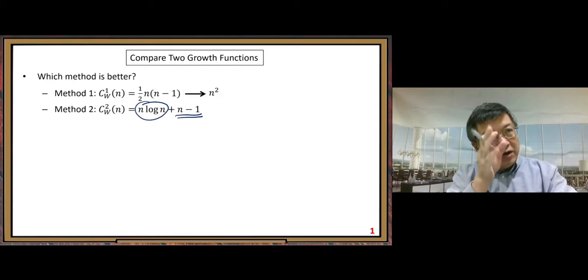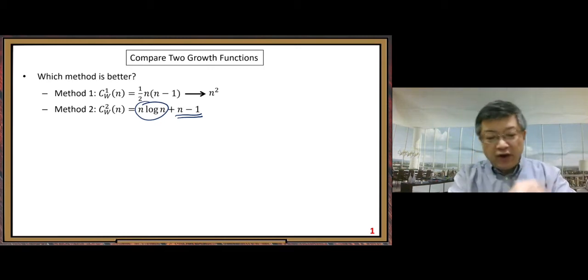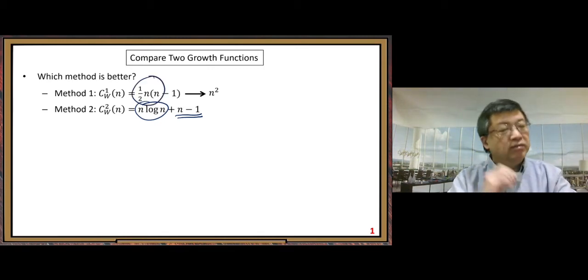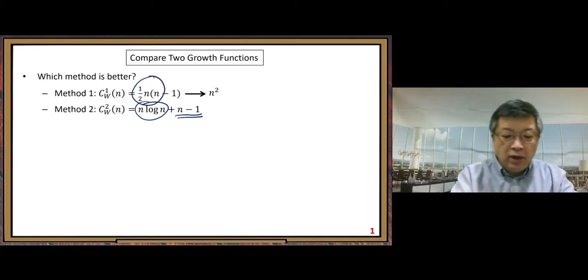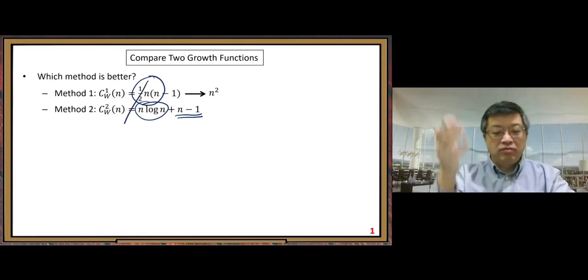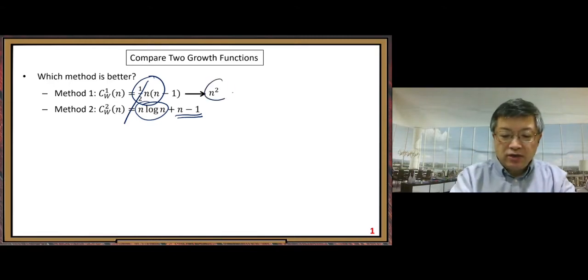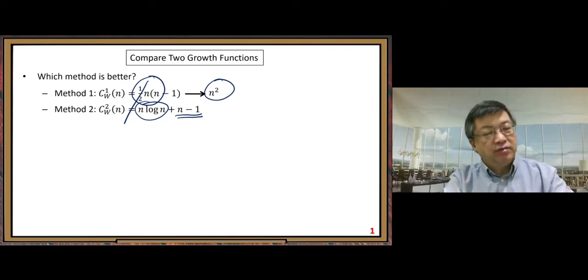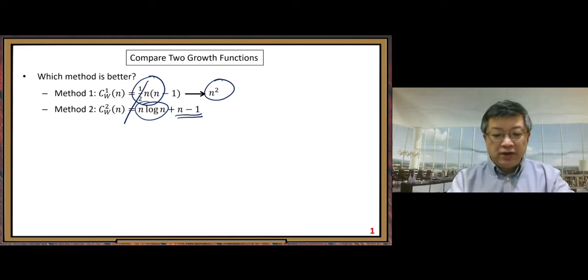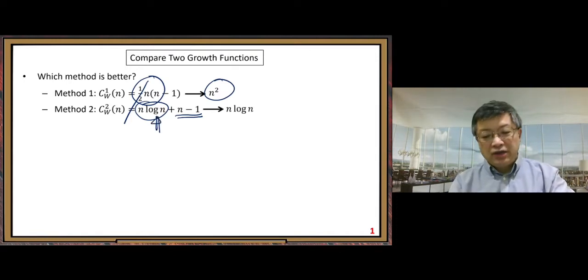First, we get the growth function of each one. For the growth function, first we just keep the dominant term. After we get the dominant term, then we drop the coefficients. We want to make it as simple as possible. So for that reason, we use n squared as the growth function for the first method. The second method, this is the dominant term, so the growth function is n log n.